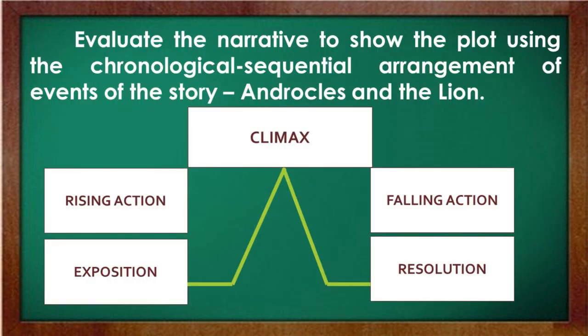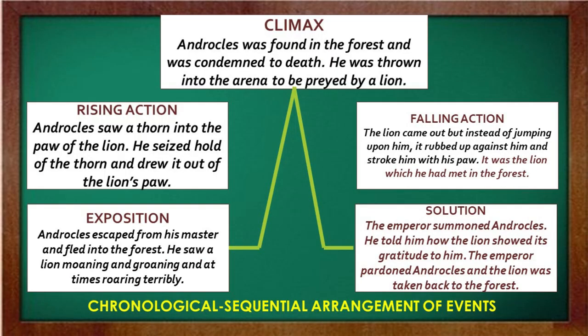Evaluate the narrative to show the plot using the chronological sequential arrangement of events of the story Androcles and the Lion: exposition, rising action, climax, falling action, and resolution. Exposition. Androcles escaped from his master and fled into the forest. He saw a lion moaning and groaning, and at times roaring terribly.